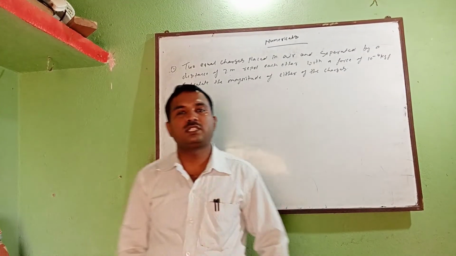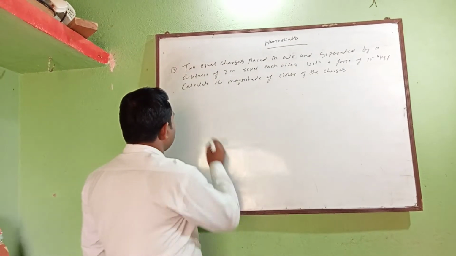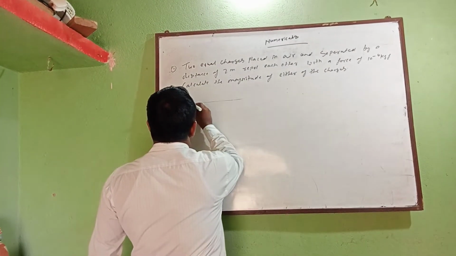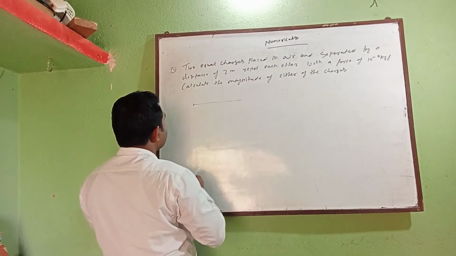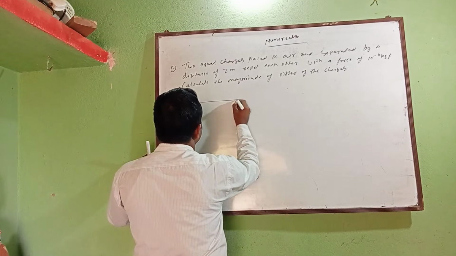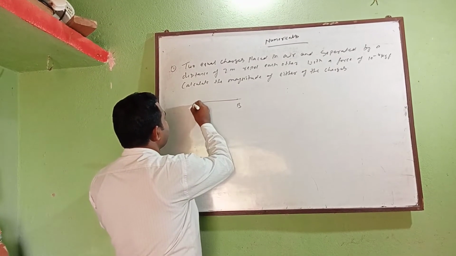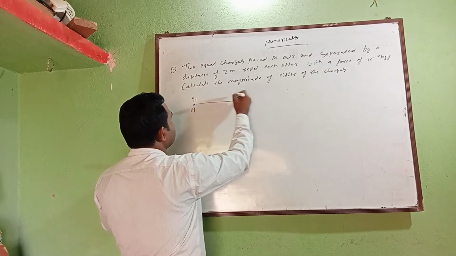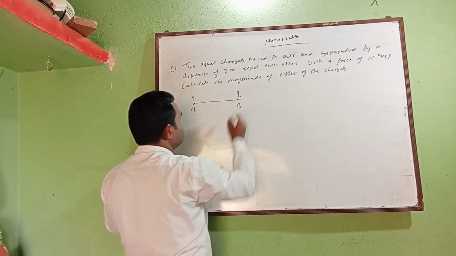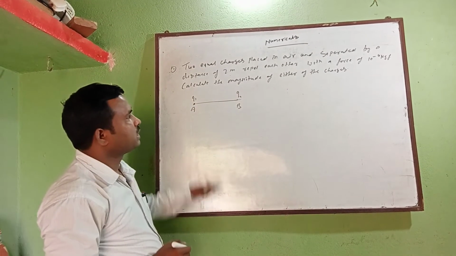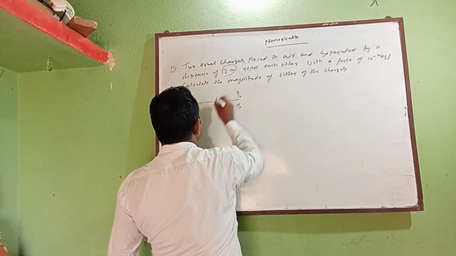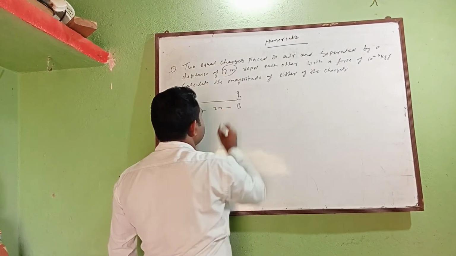Now suppose there are two points, this is A and this is B. At point A here is charge Q1 and at B another is Q2. What is the distance between them? Here it is 2 meters.